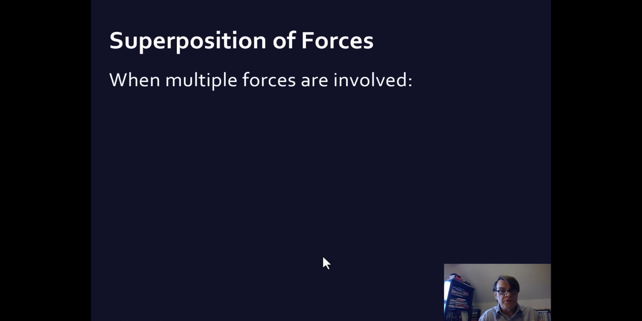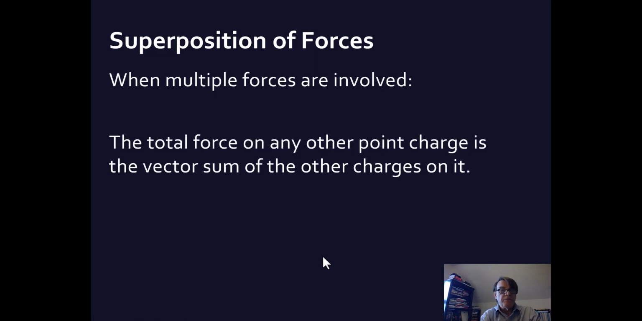Well, when multiple forces are involved, the total force on any point charge is the vector sum of the forces from all the other charges. So I've got a bunch of charges around here, and I want to know the net force of all these other charges on this teeny tiny little charge over here, or vice versa. Basically it's the vector sum.